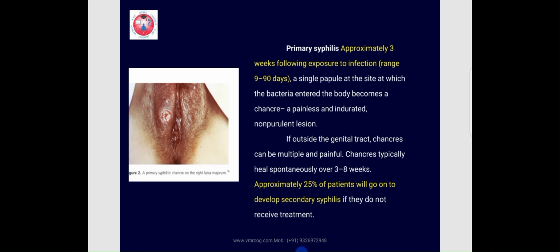On the genital site, generally it is a single, that is solitary, painless and indurated lesion. But it can also occur at extragenital sites. At that time, the syphilitic chancre can be multiple and painful. Generally on the genital sites, you will have a solitary lesion which is painless and indurated. Chancres typically heal spontaneously over a period of 3 to 8 weeks. Approximately 25% of patients will go on to develop secondary syphilis if they do not receive treatment.